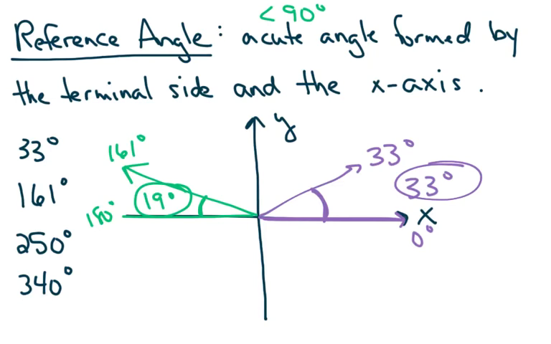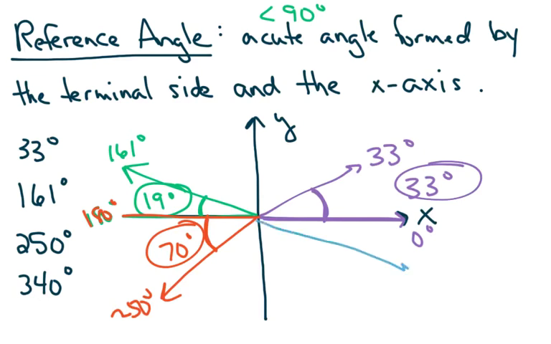250 degrees will be somewhere in quadrant 3. The reference angle will be this angle here, between it and the x-axis. So, if this is at 250 and the x-axis is at 180, 250 minus 180 is going to be 70 degrees. So the reference angle must be 70 degrees.